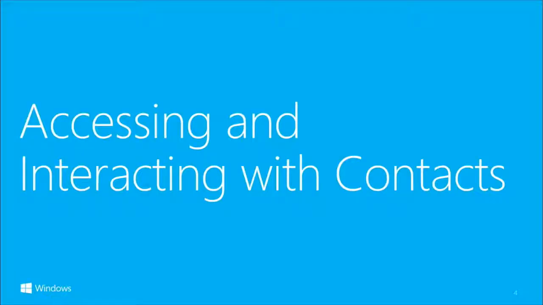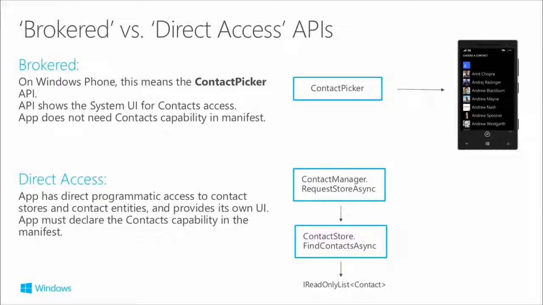So first of all, let's look at contacts out of those two. Before we dig into how you access those contacts programmatically, there's one particular concept that applies both to contacts and to calendar APIs that you need to understand: brokered versus direct access APIs. Brokered APIs means that the phone gets involved. It's the same as in the last session yesterday, when we were talking about file open pickers, file save pickers, and the share contract. In all of those, the shell gets involved in the middle and puts up some UI.